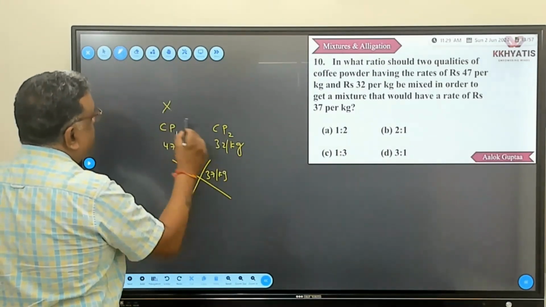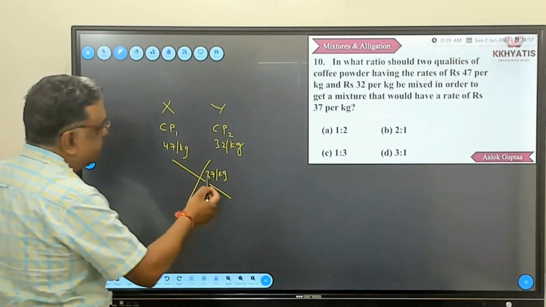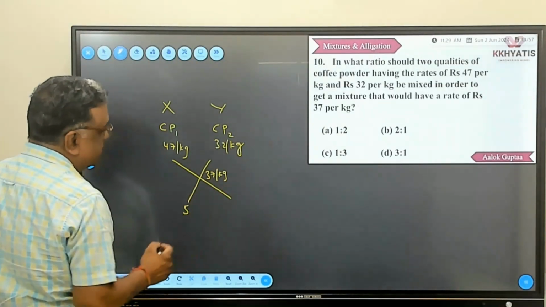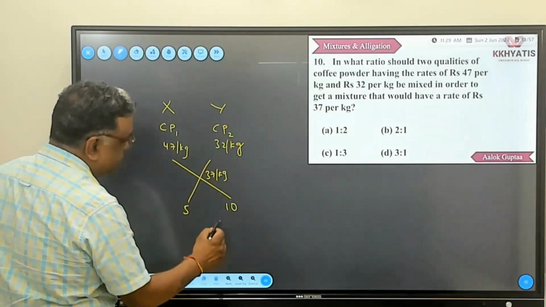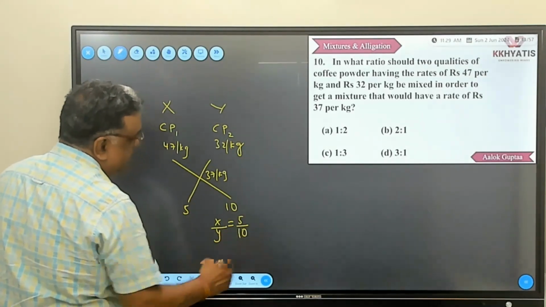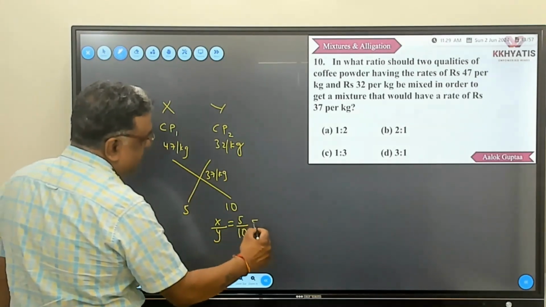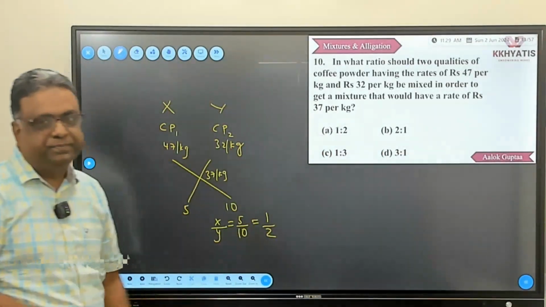So the difference between the rates is 37 minus 32, which is 5, and 47 minus 37, which is 10. So I can say the ratio of the two quantities is equal to the ratio of the differences in rates, as far as the alligation rule is concerned. So 1:2 is the ratio. This is the answer. Clear?